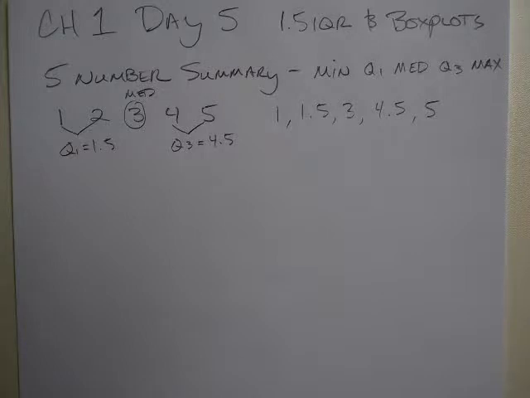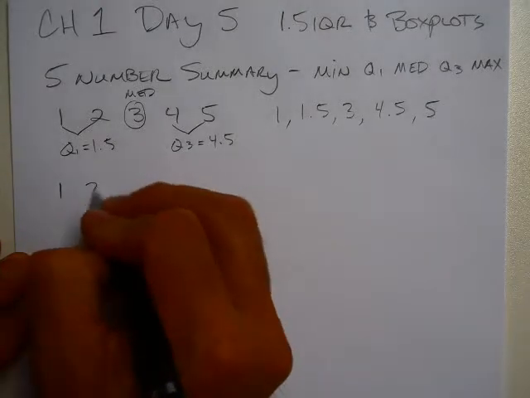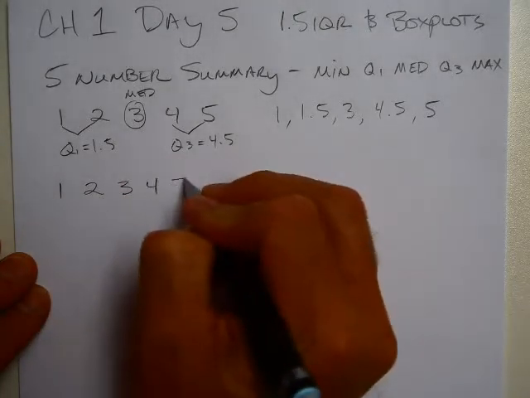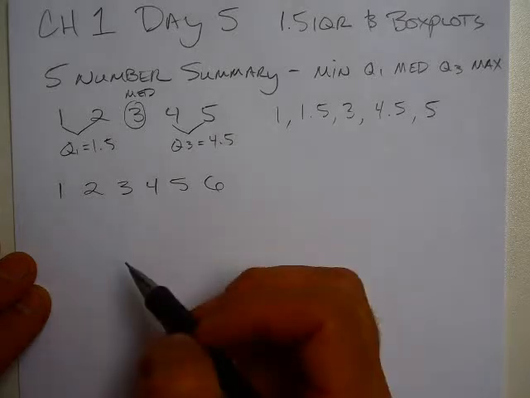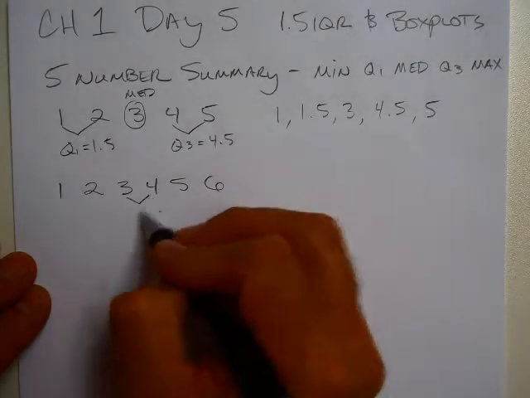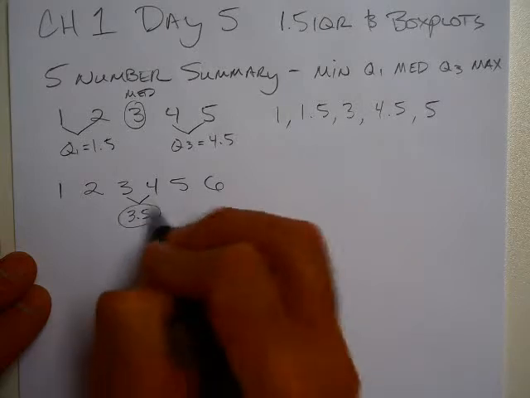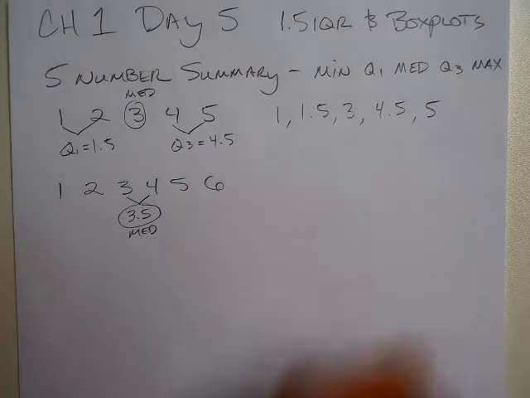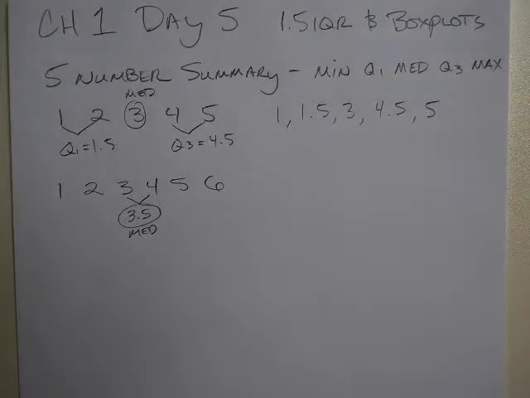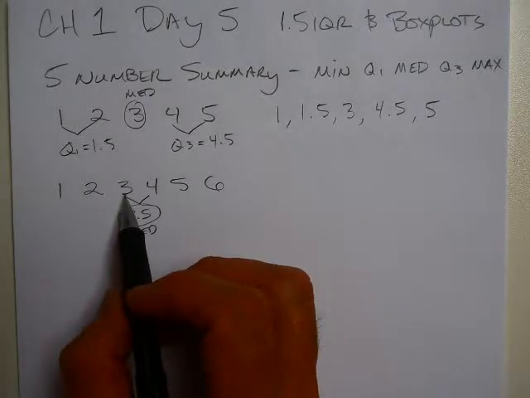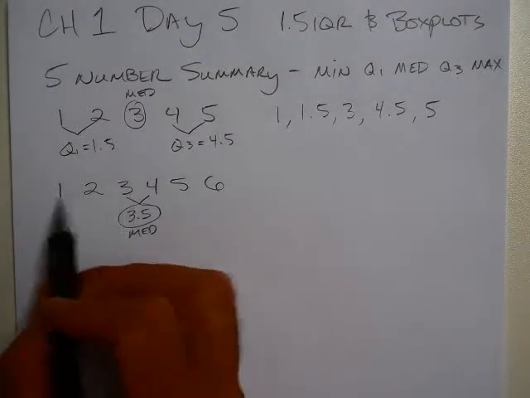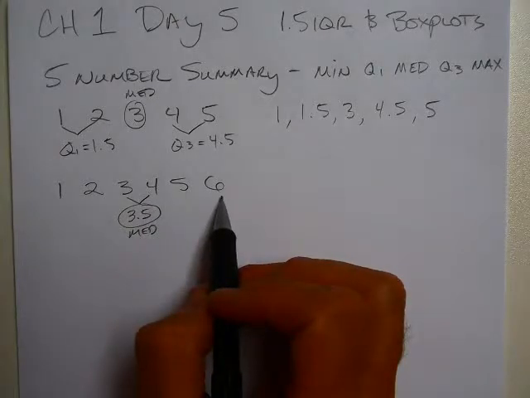Let's look at another set. It's the same set of numbers, but let's add a 6: 1, 2, 3, 4, 5, and 6. So for the 5-number summary here, my median is not one of the numbers in the set. It's going to be between 3 and 4, so the median is 3.5. Since the 3 is used to calculate the median, but is not the median itself, I can use that for the lower quartile, and I can use the 4 for the upper quartile.